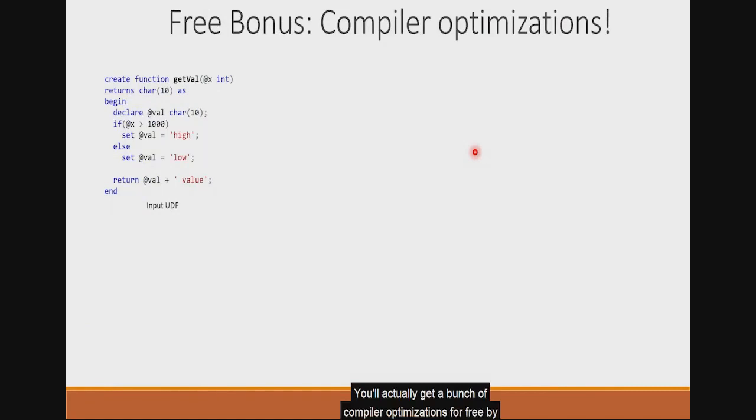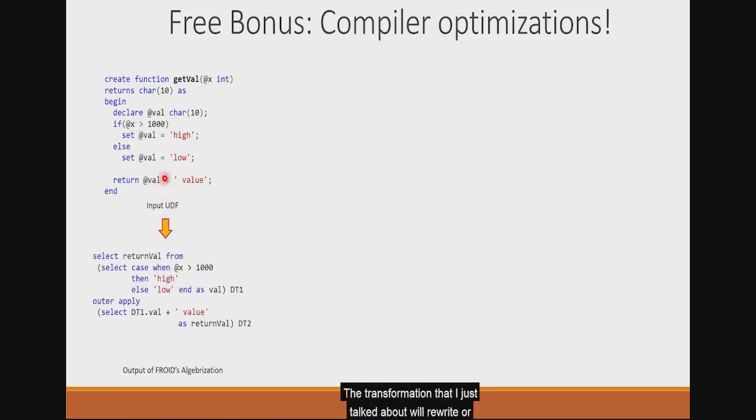So we actually get a bunch of compiler optimizations for free by doing this kind of translation. I'll just walk through a simple example. This is a UDF that takes in a parameter, and based on some simple conditional logic, it returns a string that says either high value or low value. It's a simple toy example. Now what Froid would do, the transformation that I just talked about, will rewrite this into this form, where it has been expressed using this apply operator, as I was explaining in the past.